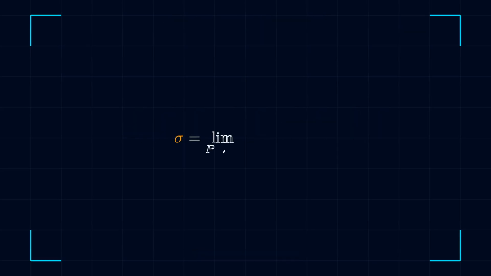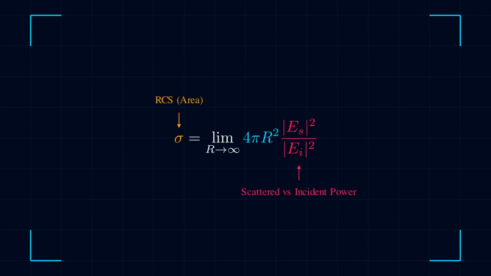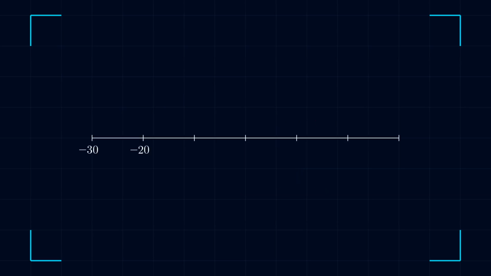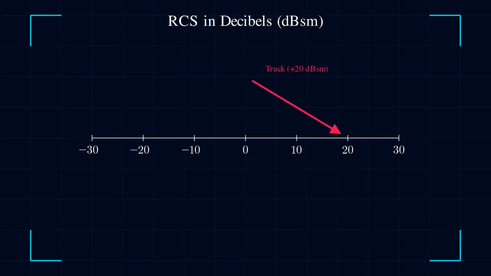This is the radar cross-section equation. It balances the physical area against reflectivity and directivity. Our goal is to drive this value as close to zero as physics allows. On a decibel scale, a truck is a massive +20. A stealth fighter is a -30. That is the difference between shouting and whispering.